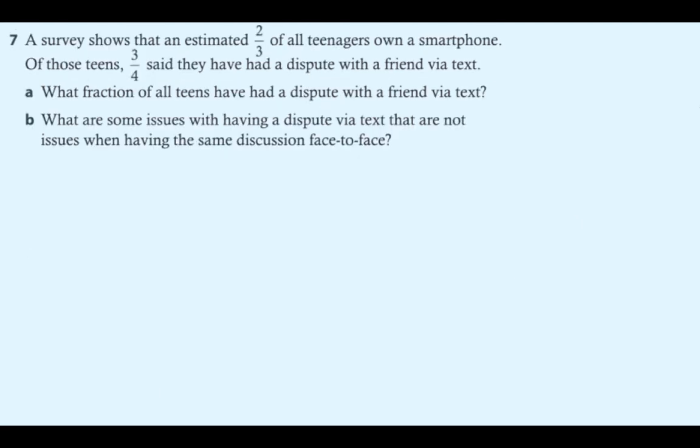Question number 7. A survey shows that an estimated two-thirds of all teenagers own a smartphone, and of those teenagers, three-fourths of two-thirds said they have a dispute with a friend via text. They are asking just for the fraction, so we simplify 3 and 3 and 2 and 2, so we get 1 over 2. That is the answer. That means half of the teenagers are having disputes.